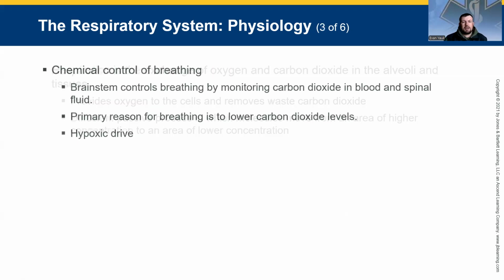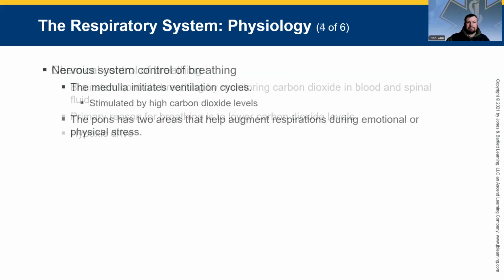Okay, chemical control of the brain. The brainstem controls breathing by monitoring carbon dioxide in the blood and spinal fluid. So our receptors are not actually measuring oxygen in our body. They're measuring the carbon dioxide level. The primary reason for breathing is to lower carbon dioxide levels. This is called the hypoxic drive. It is what measures the carbon dioxide and tells us we need to breathe.